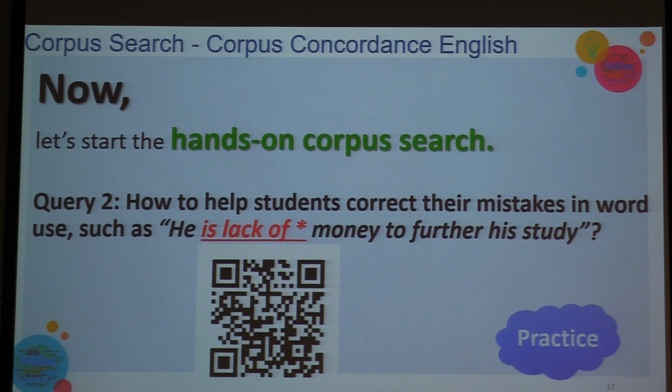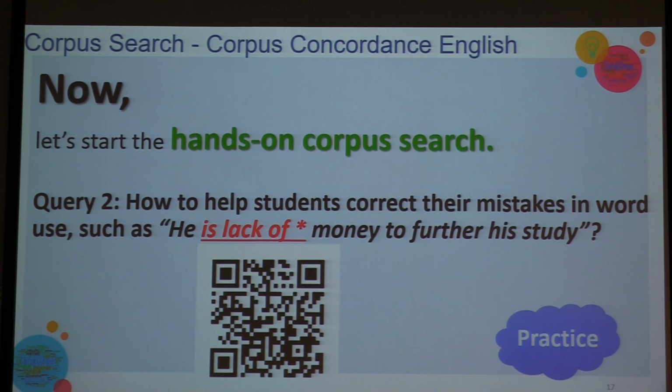Okay, now time for you to practice. Now you're a language teacher, right? Chinese students often make this kind of sentence. Erroneous sentence: "He's lack of money to further his study." So how do you convince him that he can't say "be lack of"? How do you use corpus searches to help a student discover that he can't use "be lack of"?